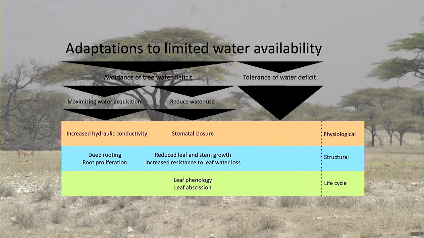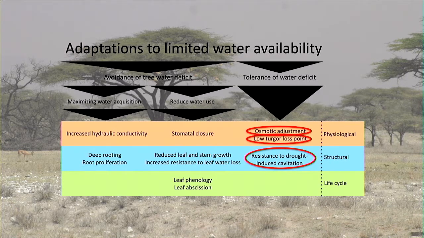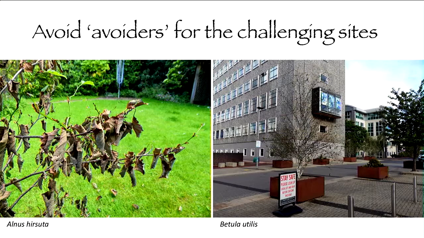We have other trees that have this tolerance, and it's these osmotic adjustments, a low turgor loss point, and reduced sensitivity to drought-induced cavitation that are really important for trees tolerating that water deficit. I would say avoid the avoiders for challenging sites, because they typically lose their leaves. This is a pot-grown alder in my garden. I went away for a particularly warm week, and it was crispy by the time I got back. And actually, it recovered really well as soon as it rained and it was watered again.